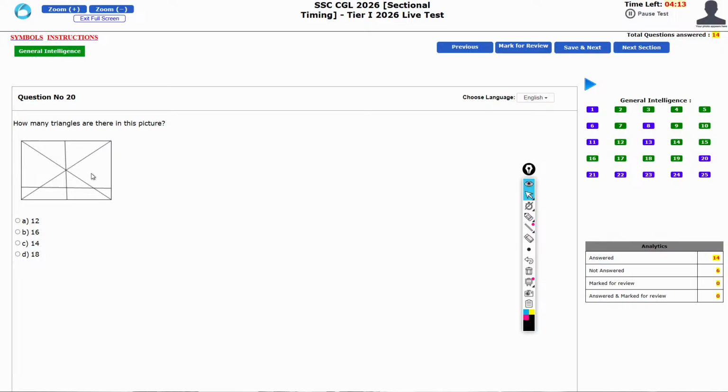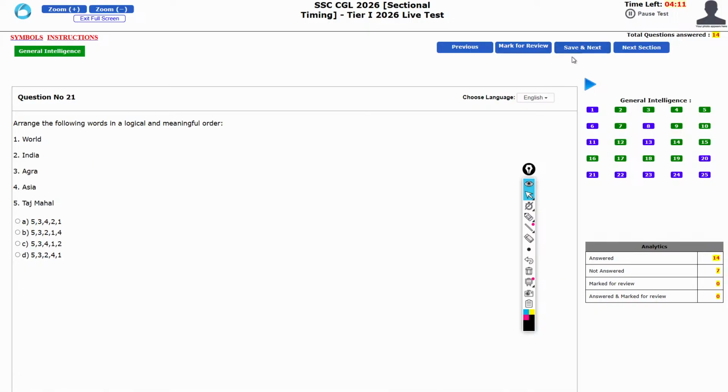How many triangles? Skip. Okay. So world, Asia, India, 1 4. Okay, then Taj Mahal is in Agra, which is in Taj Mahal, Agra, India, Asia, 5 3 2 4 1 to finish with.